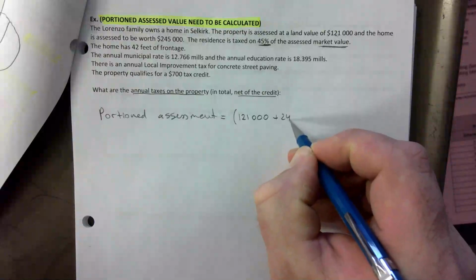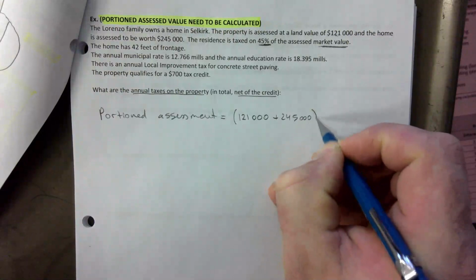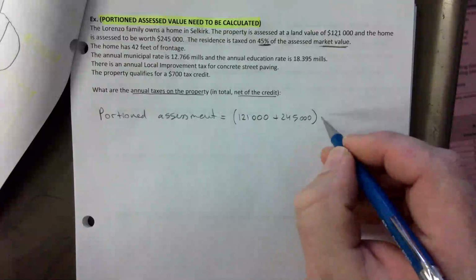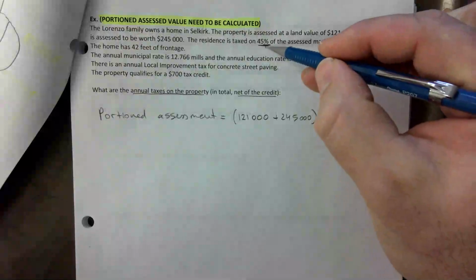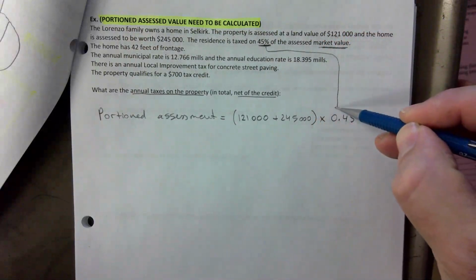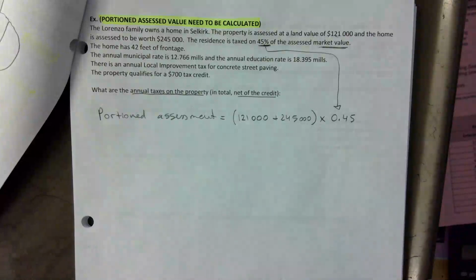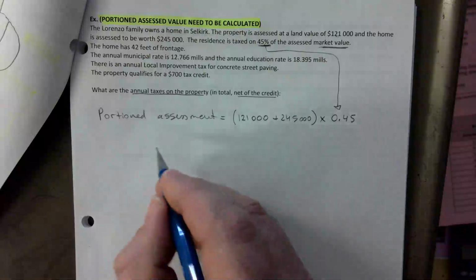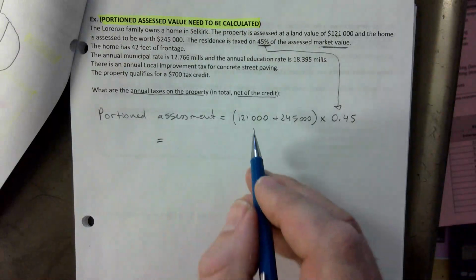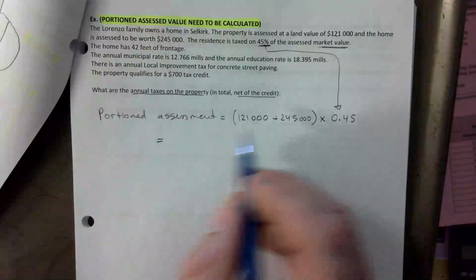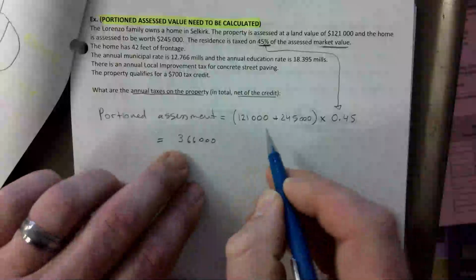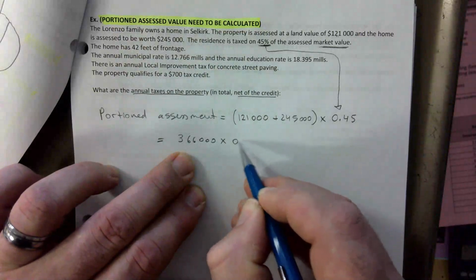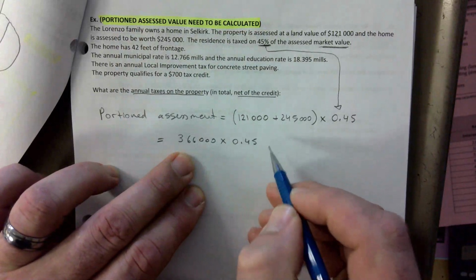So we're going to add those two together because it's combined, and we're going to multiply this by 0.45. That's where this comes from. And it's always 0.45. It's never going to be something other than 0.45, because that is the standard. If you add these up, you get $366,000 that the property is worth, and you're going to multiply it by 0.45.